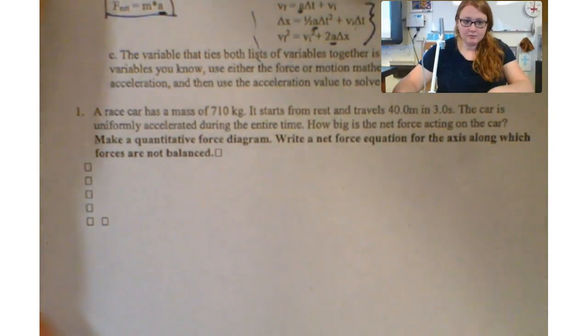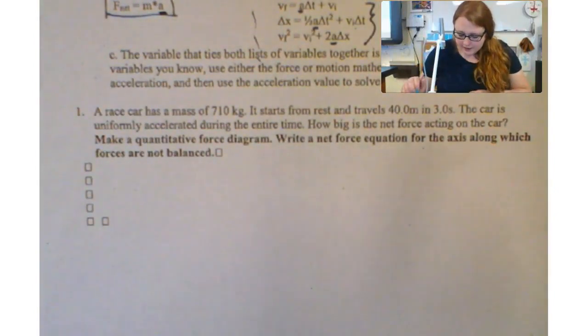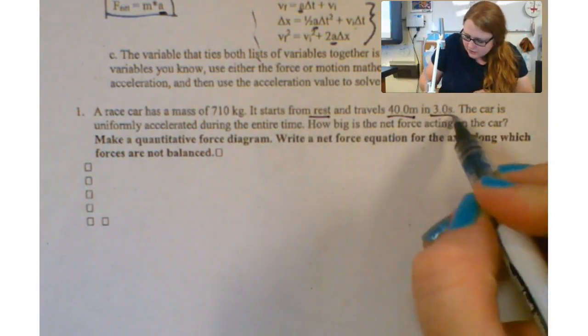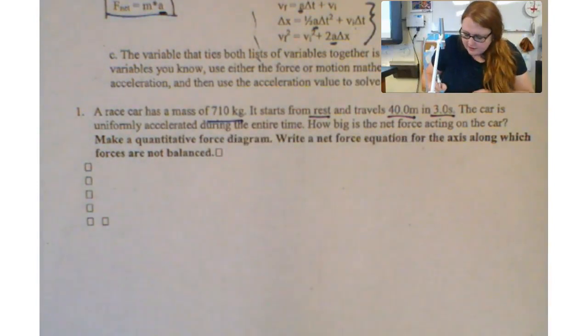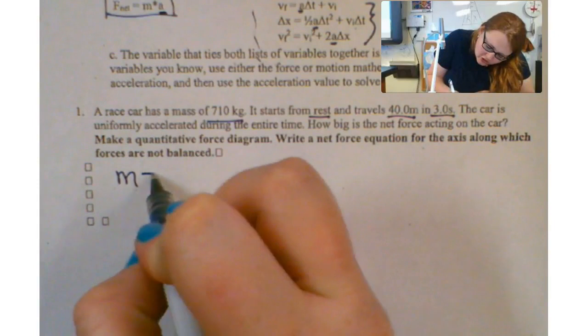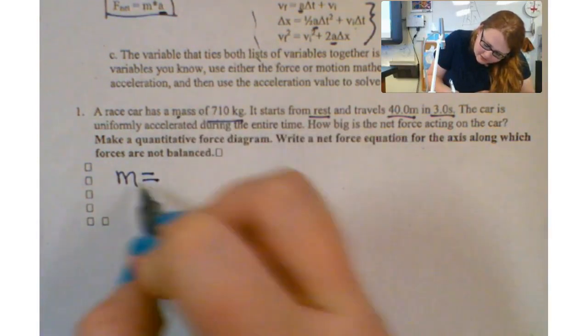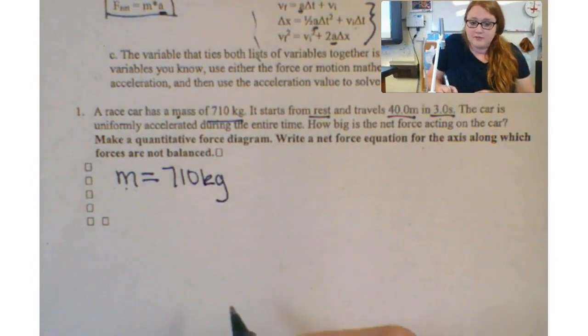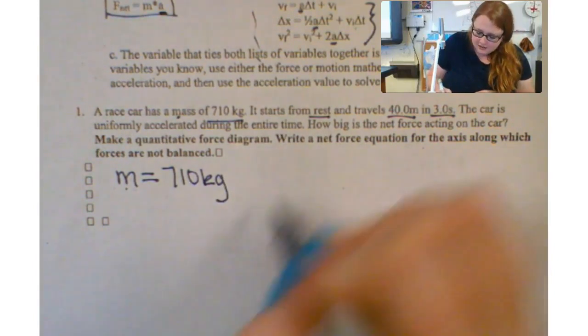Looking at number 1 here. A race car has a mass of 710 kilograms. It starts from rest and travels 40 meters in 3 seconds. That's a lot of important information all at once. I'm going to go ahead and label that information. So mass is labeled with an M. That's going to be 710 kilograms. If it were in grams, I would have to change that.